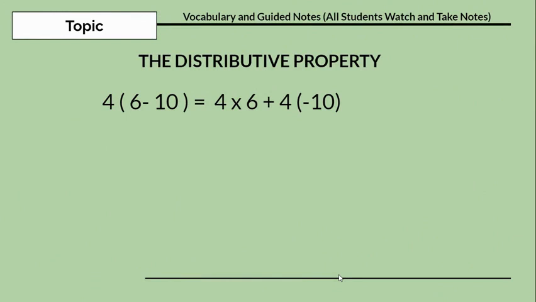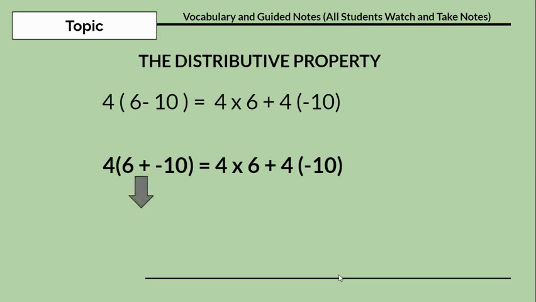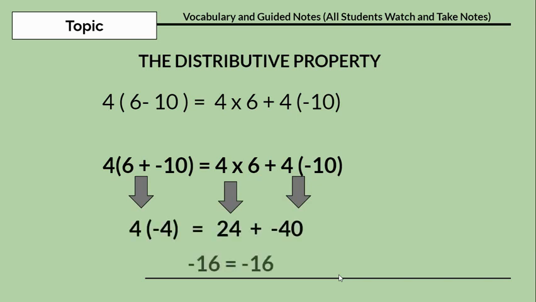So let's try it again with numbers. 4 times 6 minus 10. So 6 minus 10 is negative 4. And so on the left, it's going to be negative 16, 4 times negative 4. But we can also do it with the distributive property, right? So 4 times 6 is 24. And 4 times negative 10 is negative 40. And so after we figure that out, both sides are negative 16. So we can do it either way, right, with numbers.